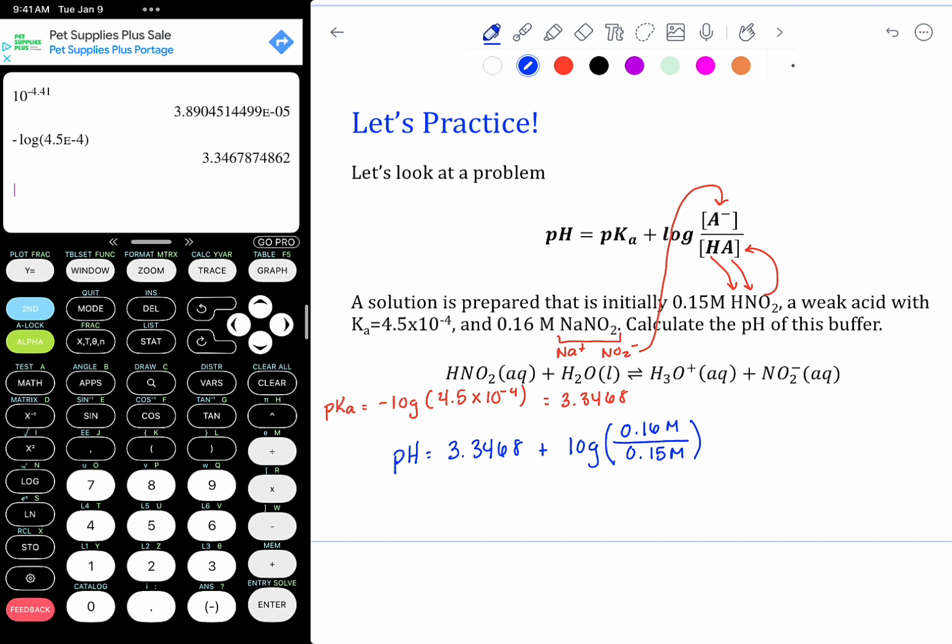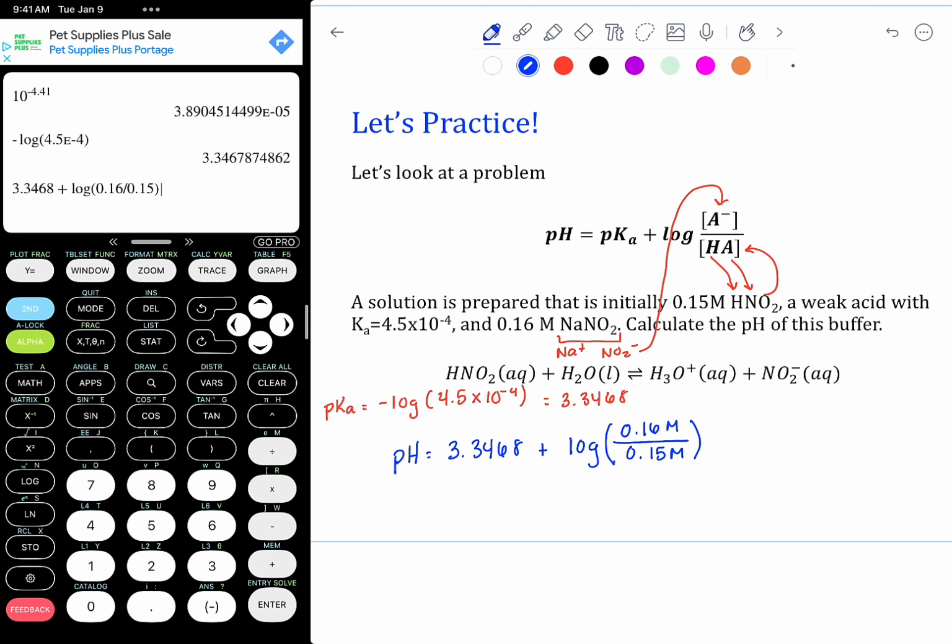So we have this 3.3468 plus the log of our ratio. I'm going to put that ratio into my parentheses directly, so 0.16 divided by 0.15, close parentheses. Since that ratio is in the parentheses in my calculator, that log is applying to the ratio. If you're unsure of that, or if you have a calculator that doesn't have a screen like this, you can always solve that ratio, 0.16 divided by 0.15, then do the log of that value, and then take that value and add it to 3.34.